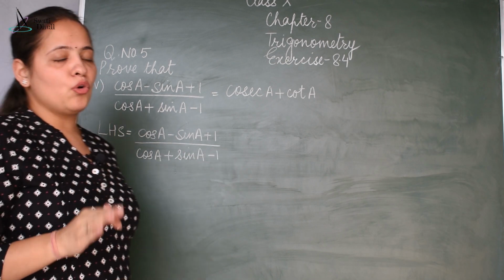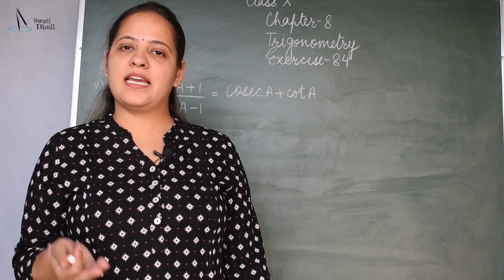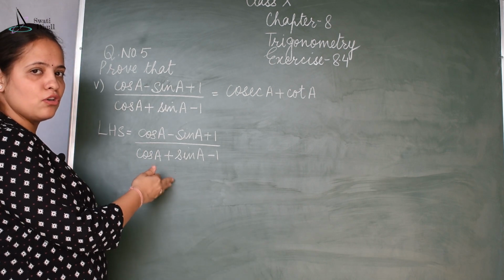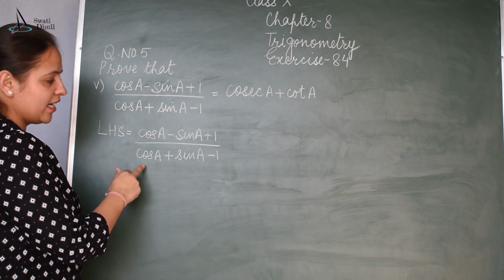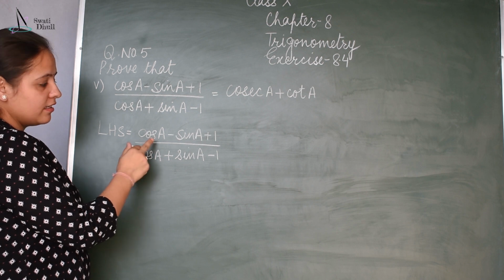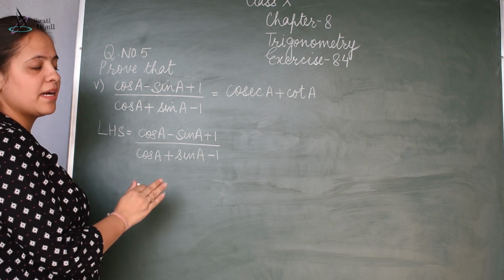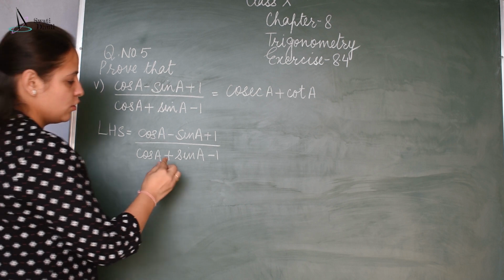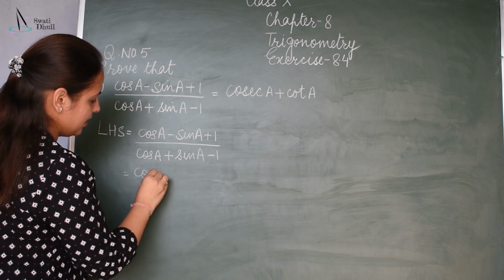Now I had told you that you have to convert any of the t ratios in sine and cos, but here LHS is already given in cos and sine, but we need cosecant and cot. So what I can do here is divide the left hand side numerator and denominator by the sine function. If I divide by sine function, I will get cosecant as well as cot.